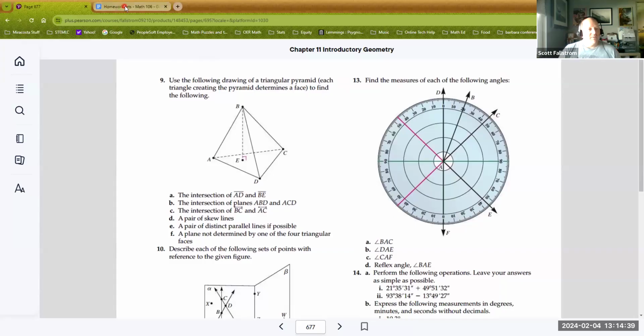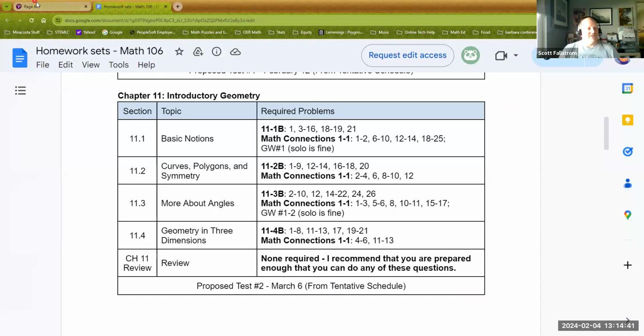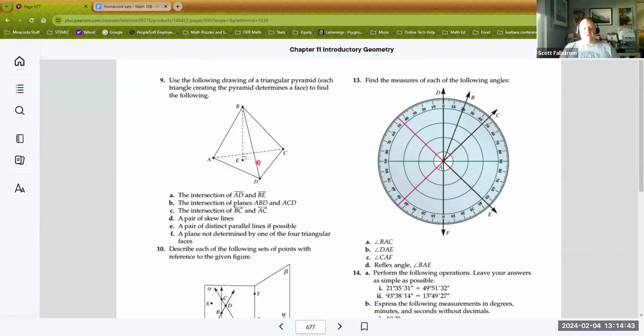Okay. Let me make sure. What was the one I said? 3 through 16. Okay, so this is, hey, a pyramid. Fantastic, right? We got a pyramid. We'll learn more about those in 11.4. But for now, as you look at it, you can say, okay, cool, pyramid. What do I know about this pyramid? Well, I've got a 90-degree angle here, which means BE is perpendicular to the plane ADC.